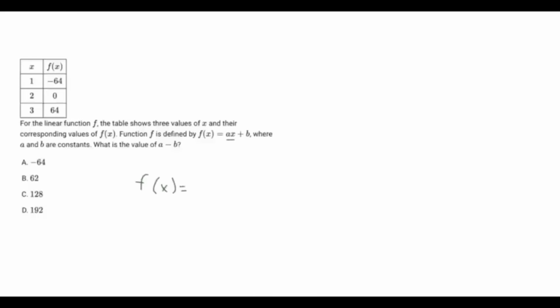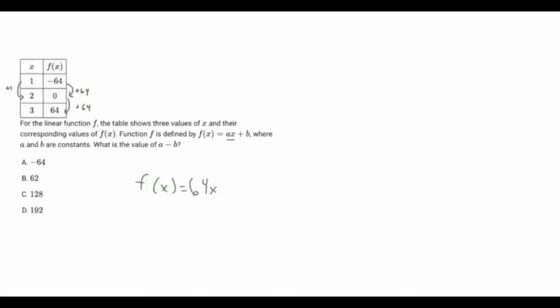All right, so to find that, we just want to look at the difference in between. So it's rise over run. So from negative 64 to 0, that's an increase of 64. And from 0 to 64, that's an increase of positive 64 as well. And we can see that for each positive increase of 64, so that's a change in y, our change in x is just plus 1, right? So we can determine that our slope is 64x.